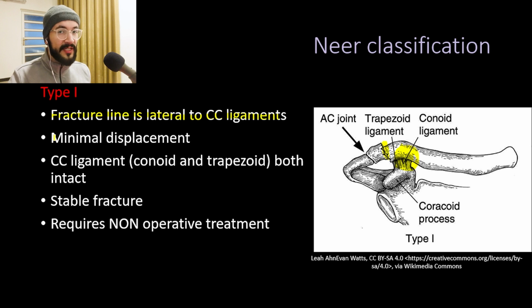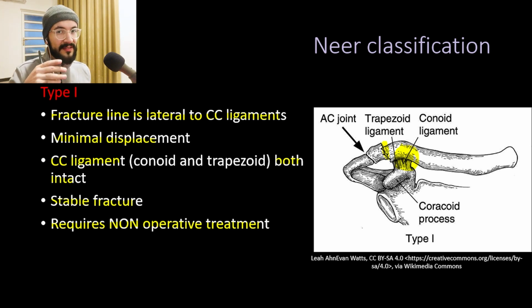And we have minimal displacement, as you can see in this picture. There is minimal displacement that happened to these fractures, and the coracoclavicular ligaments, as you can see in these pictures, are both intact. And since the coracoclavicular ligament is intact, then this is a stable fracture that requires non-operative treatment. And by non-operative treatment, I mean sling immobilization.